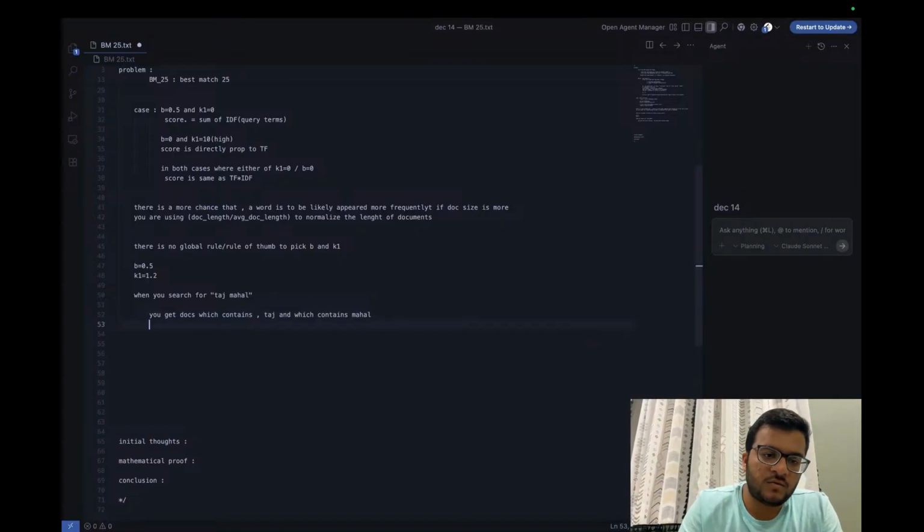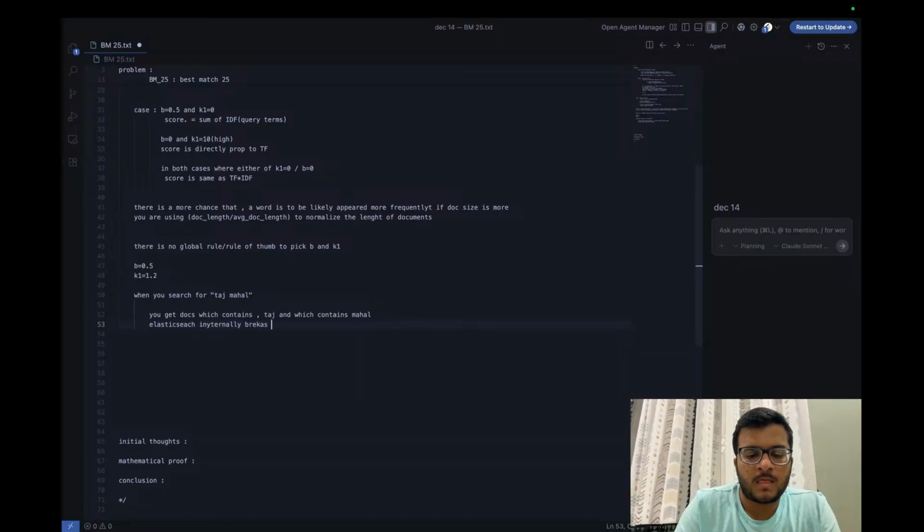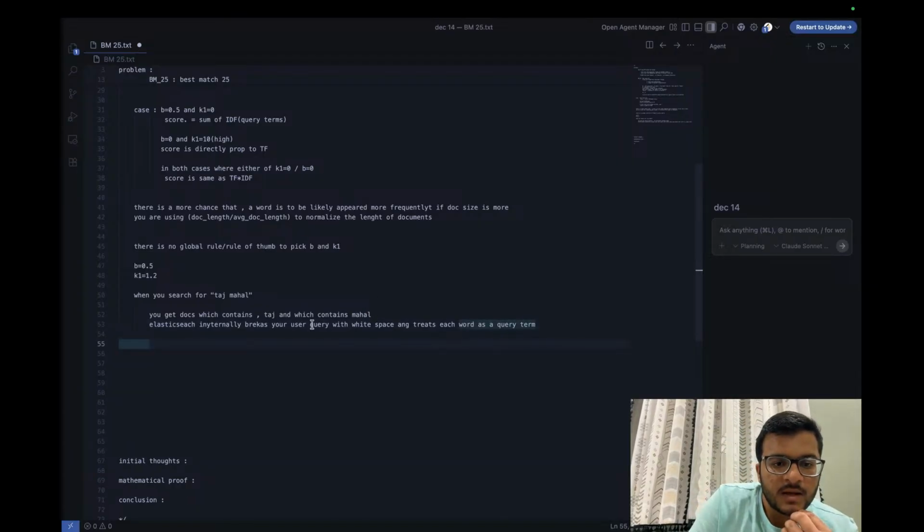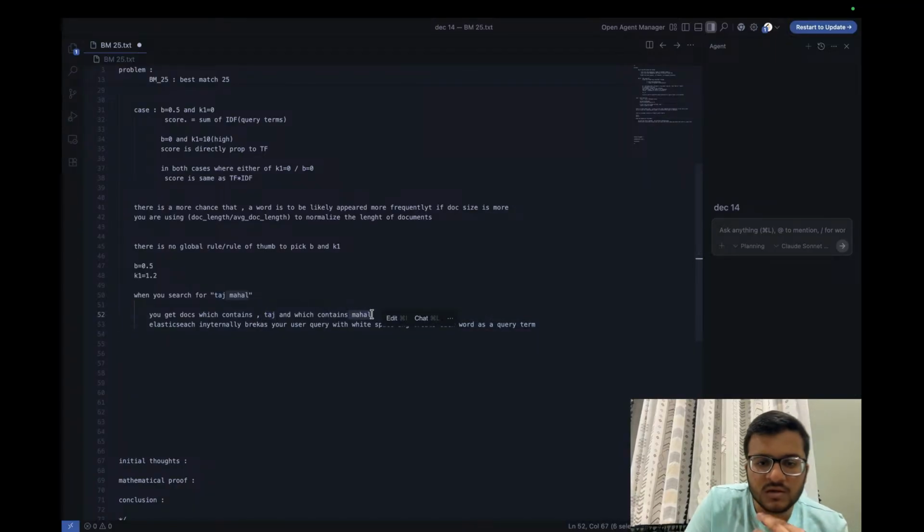But what if this is our condition? Elasticsearch internally breaks your user query with white space and treats each word as a query term. That's what it is doing, right? Taj is a different term and Mahal is a different one, and it re-ranks the documents which contain either of the words and also both of the words.